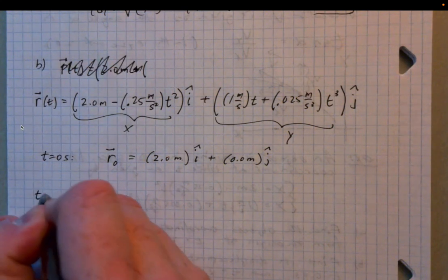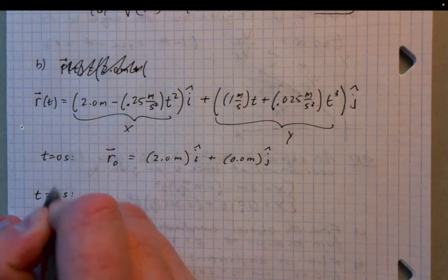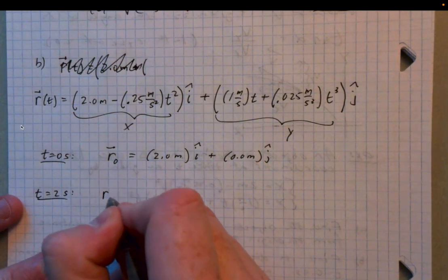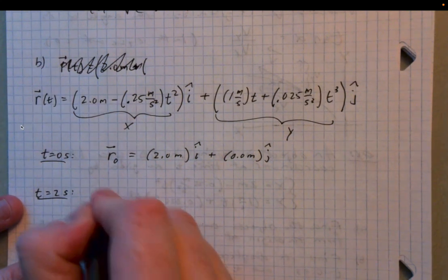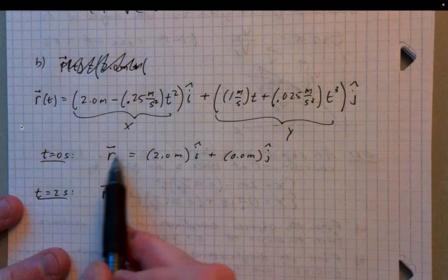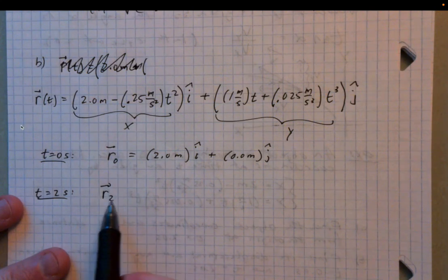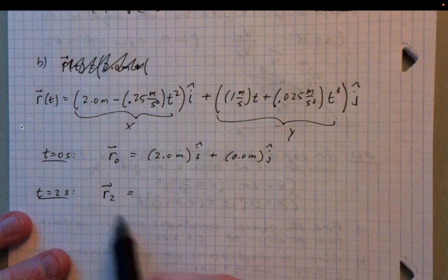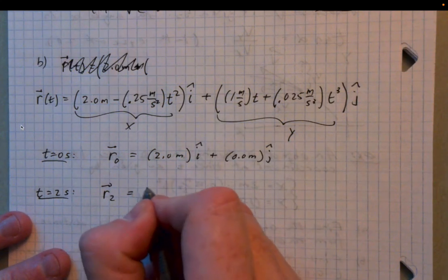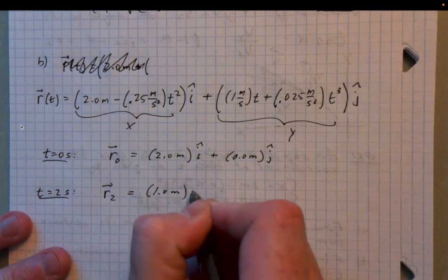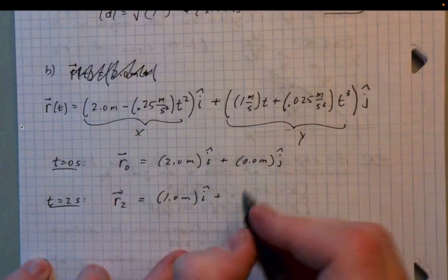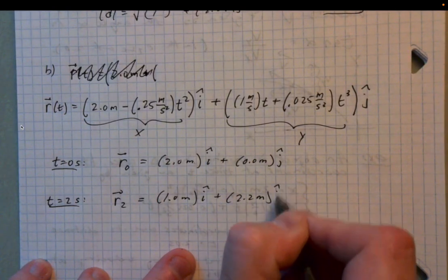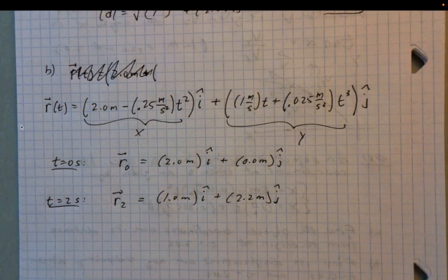Now what about at t equals 2 seconds? Well, that's the one we just did, isn't it? Right, so r2, here I'm using r0 meaning t equals 0, and r2 meaning t equals 2. So at t equals 2 seconds, my position we just found was 1.0 meters plus 2.2 meters, i hat, j hat, respectively.